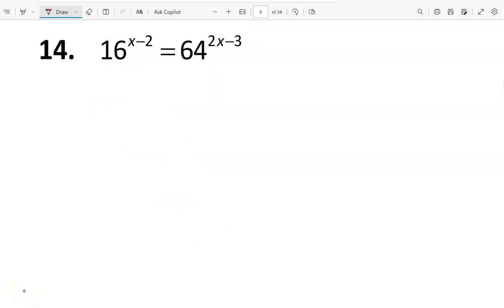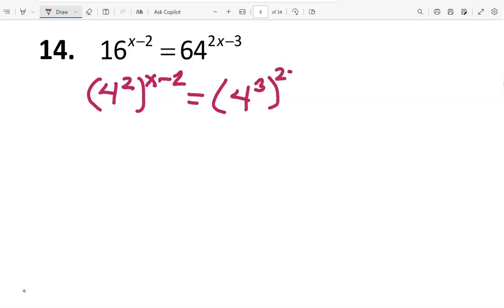In 14, both 16 and 64 can be re-expressed as powers of 4. You can also use powers of 2, but I'm going to do it with powers of 4. So 16 is 4 squared, 64 is 4 cubed, and so when we raise a power to a power, we multiply the exponents. When you are multiplying, don't forget to distribute times 2 to the entire quantity x minus 2.